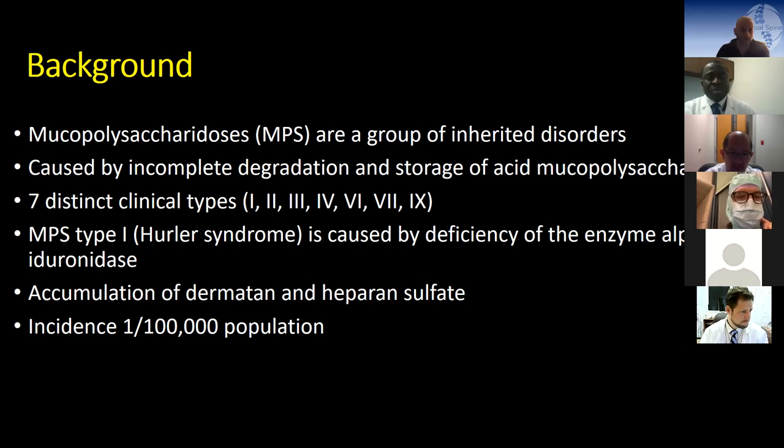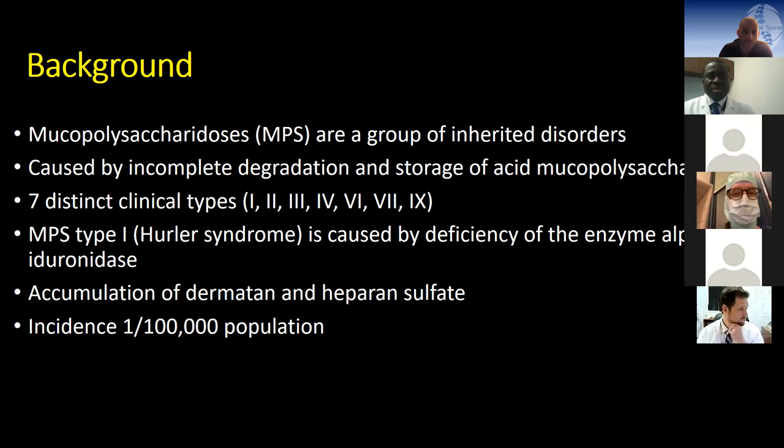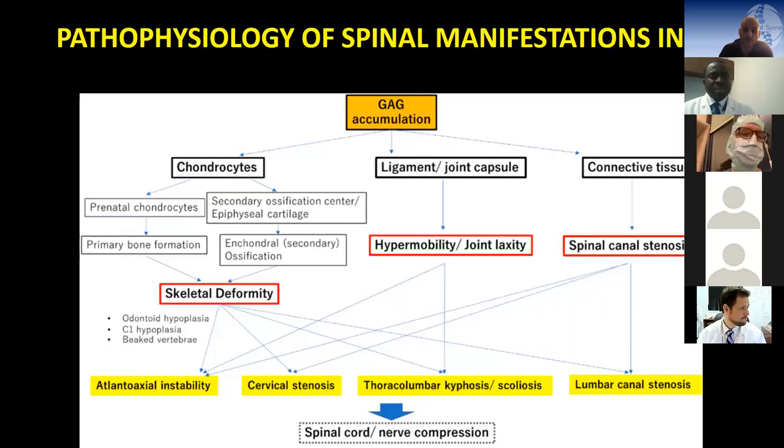The type that we'll talk about today is type 1, which is Hurler syndrome, caused by a deficiency in the enzyme alpha-iduronidase, which leads to an accumulation of dermatan and heparan sulfate in all of the different connective tissues and soft tissues in the body. The incidence is still rare, about 1 in 100,000 in the population.